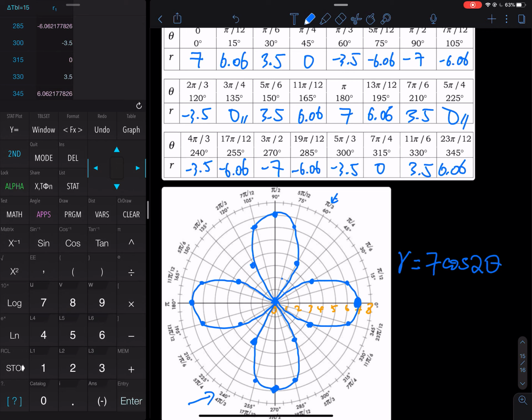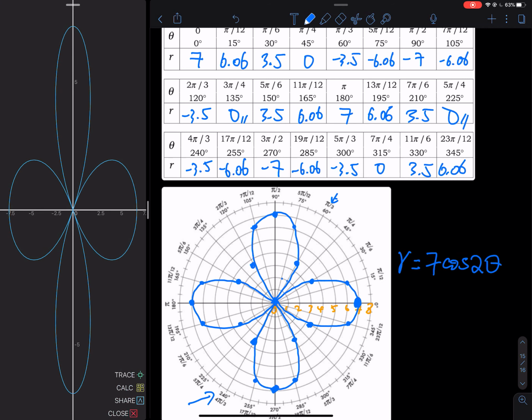Alright, so let's check our result. All you have to do is press graph, and then you will see the result. So that's how you graph a polar equation using a calculator, and then we obtain the table values from a calculator, and then use the table values to do the graph by ourselves.